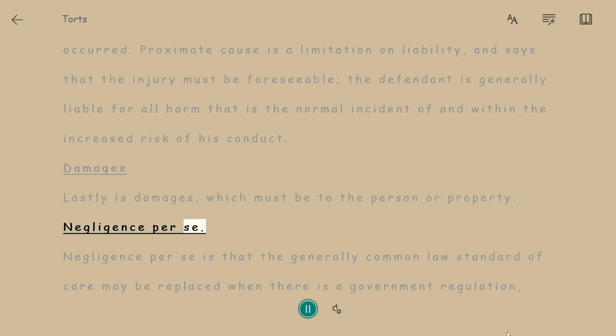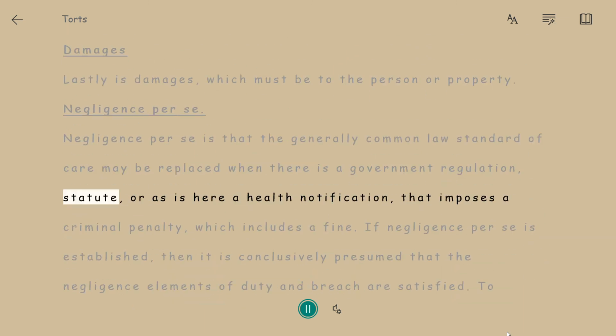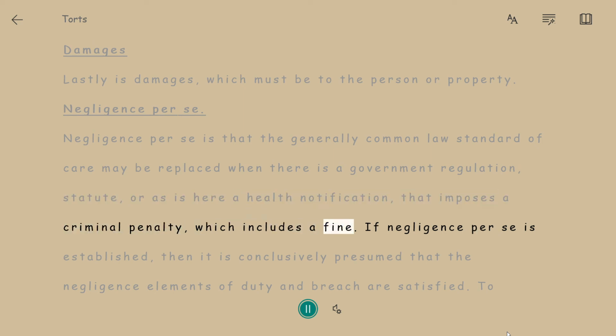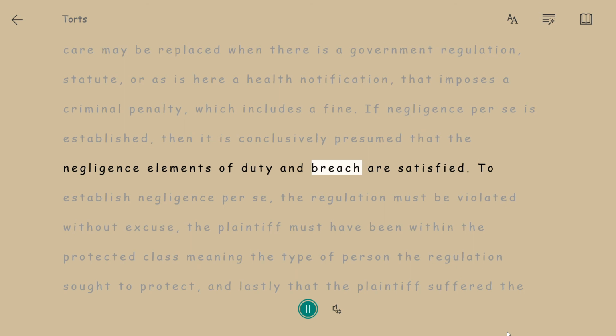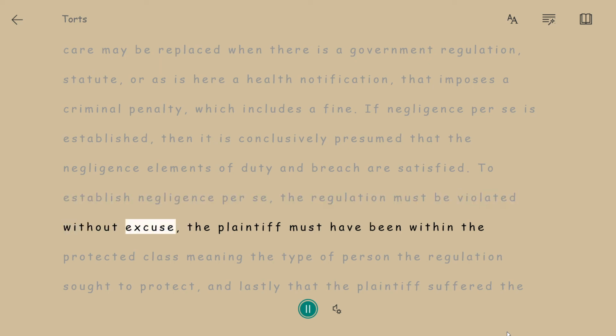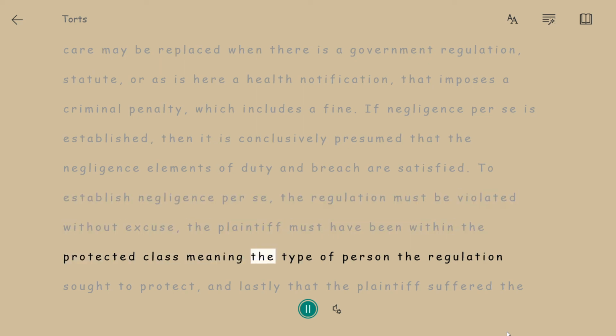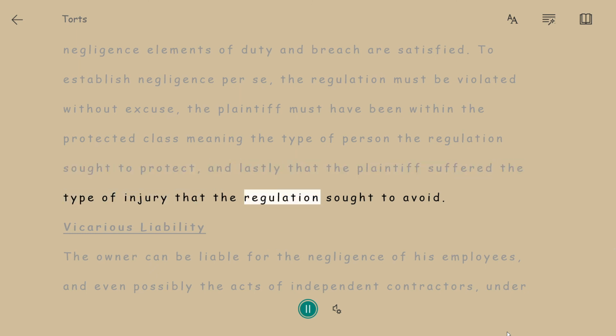Negligence per se. Negligence per se is that the generally common law standard of care may be replaced when there is a government regulation, statute, or as is here a health notification, that imposes a criminal penalty, which includes a fine. If negligence per se is established, then it is conclusively presumed that the negligence elements of duty and breach are satisfied. To establish negligence per se, the regulation must be violated without excuse. The plaintiff must have been within the protected class, meaning the type of person the regulation sought to protect, and lastly that the plaintiff suffered the type of injury that the regulation sought to avoid.